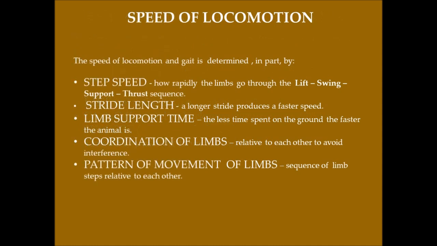The speed of locomotion and gait is determined in part by the step speed, how rapidly the limbs go through the lift, swing, support, and thrust sequence. The stride length, a longer stride produces a faster speed. Limb support time, the less time spent on the ground, the faster the animal is. Coordination of limbs relative to each other to avoid interference. And the pattern of movement of limbs, which is a sequence of limb steps relative to each other.